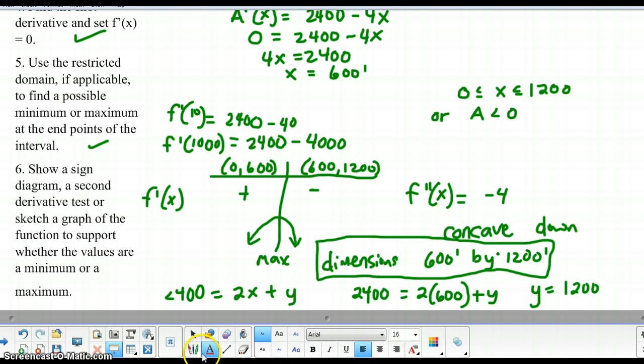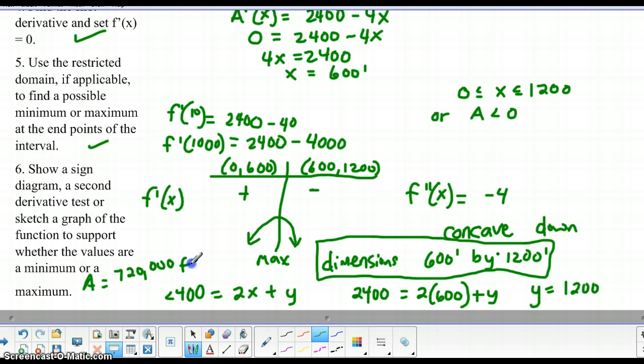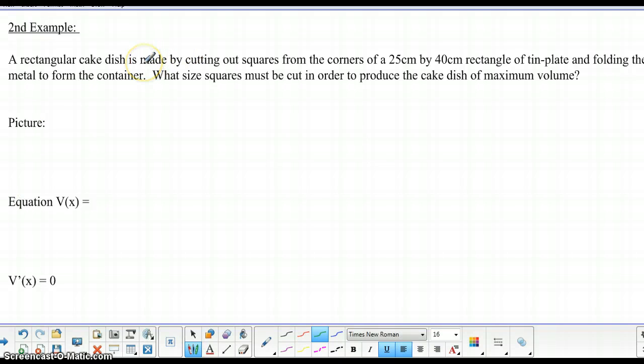And then we have one more problem before we get to class. I wanted to show you one other example, a little bit different, so you have an idea of a couple examples before we try these in class. So our next example is cooking. We've got two different kinds. Our first one was about farming, and our second one is a rectangular cake dish.